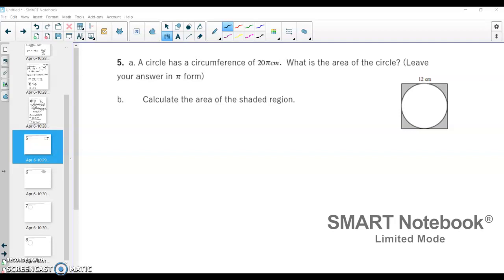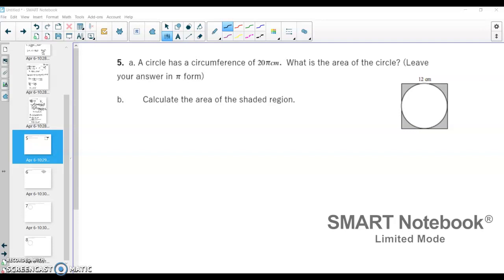Okay, here is the second part of the video, picking up at problem number 5. Now, this problem's a little tricky because part A doesn't really relate to the picture, but part B does. And so just make sure that part A you can do, and then part B use the picture to help you.